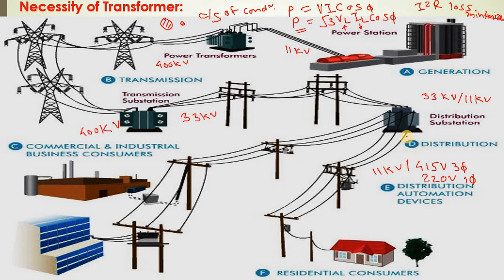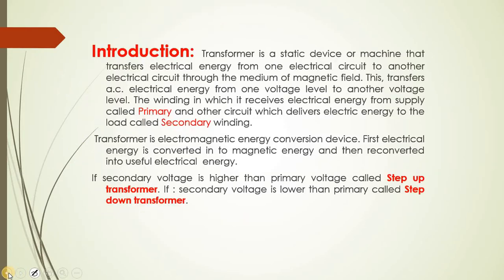As the voltage steps down, the conductor cross section will again increase, but the length of the conductor is small, so the power losses taking place near the end consumer will be low. You can see here, this is the industrial consumer, given supply of 33 kV or sometimes 11 kV. So the power will be transferred economically. Now we'll see the introduction of the transformer.